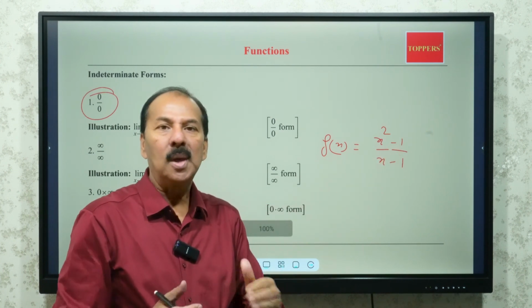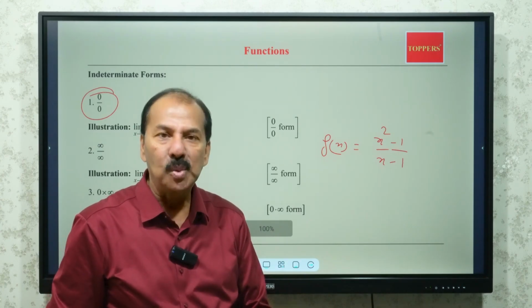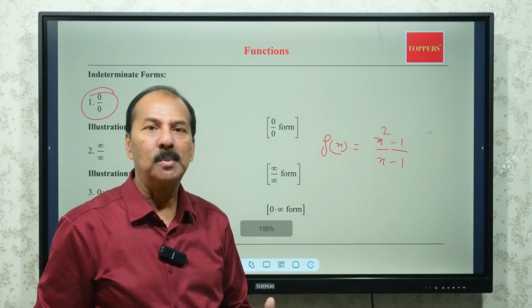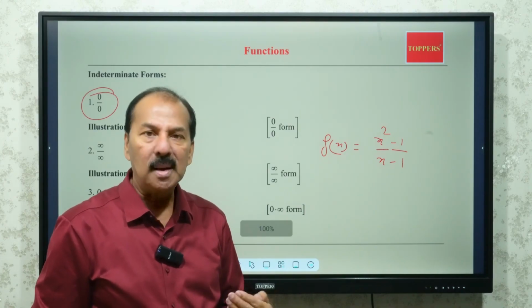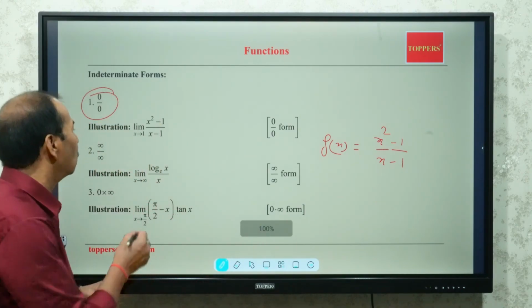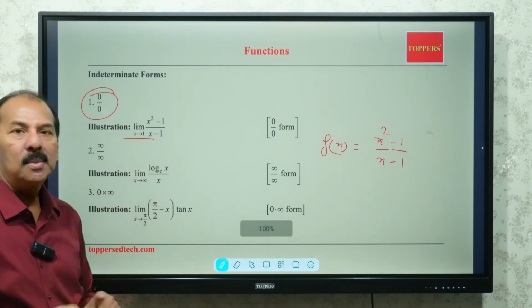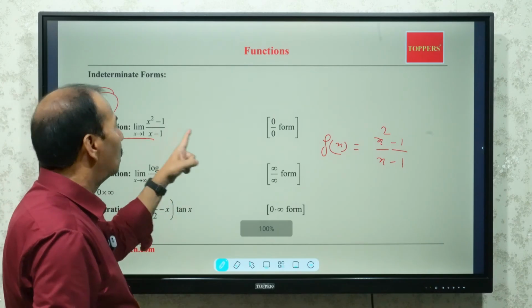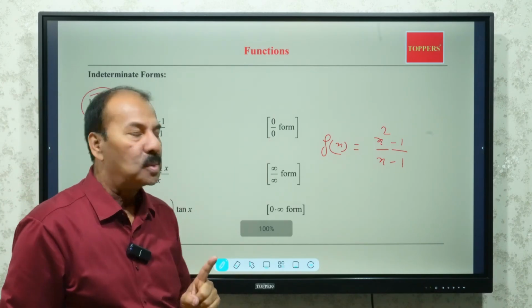Calculating the value as x approaches a value, like x tends to 1, means either 1 plus or 1 minus, slightly more than 1 or slightly less than 1. So there we get the concept of the limiting value, and that we will study in the coming classes. So here it is in the 0 by 0 form at x equal to 1.